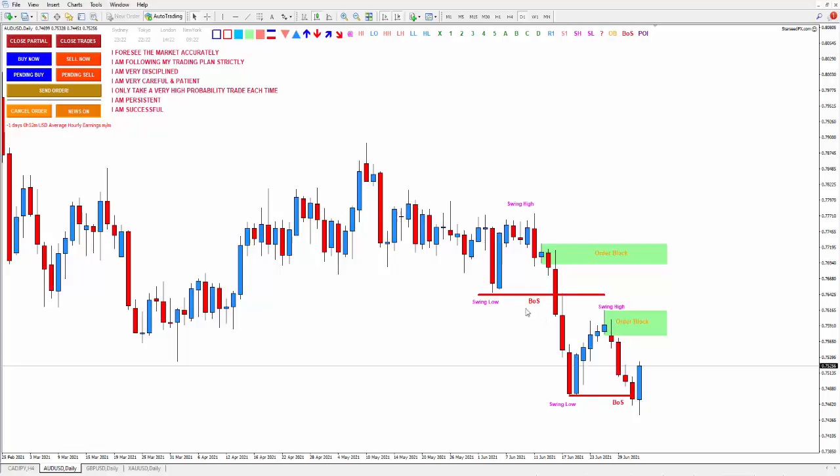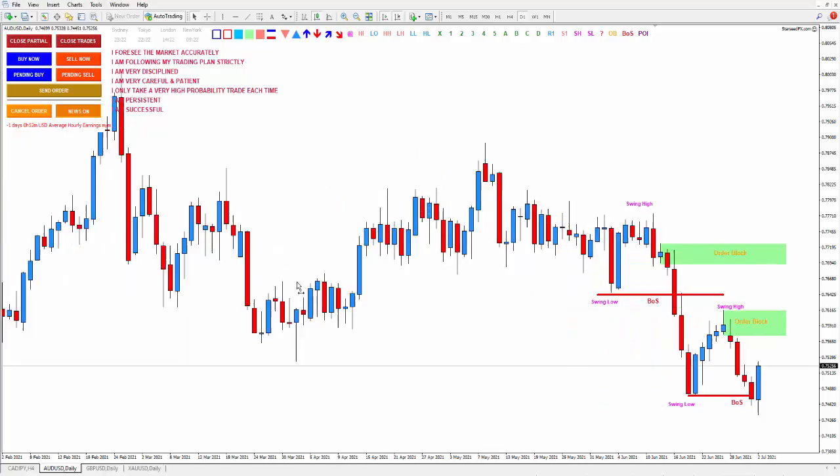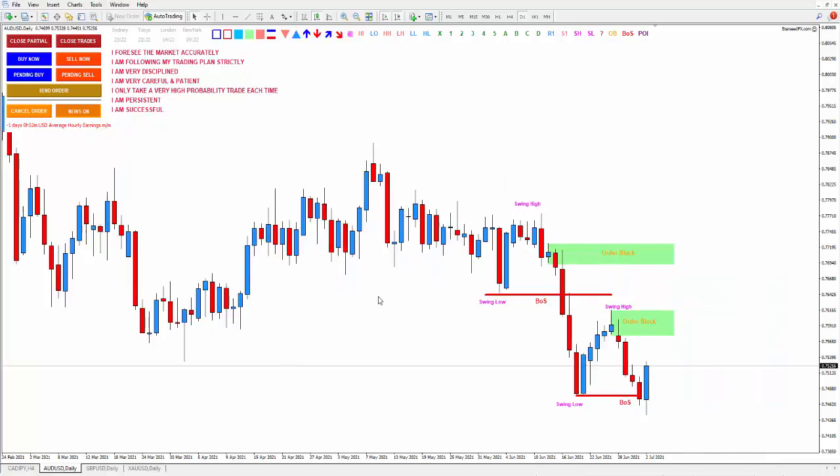If it breaks the swing low, your order block is the last bullish candle before the breakout happened. And if it breaks structure above, your order block is the last bearish candle before the breakout happened. So for those who are very new to this video, I would suggest you watch the first video where I explained about the order block.